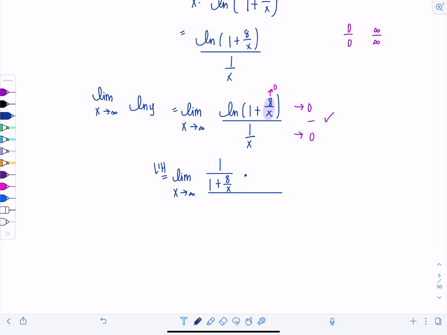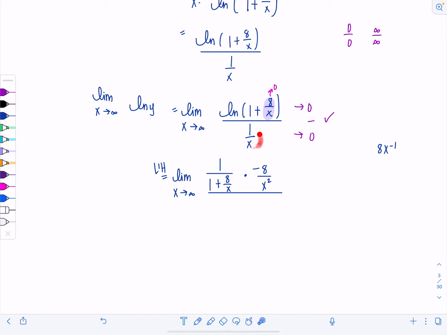Derivative of 8 over x. Don't you dare do the quotient rule. No, no, no. 8 over x is 8x to the negative first, right? Okay, so the derivative would be negative 8 over x squared. See? Only do quotient rule if you have variables in the numerator and variables in the denominator. If you just have a constant in the top, you don't need to do quotient rule.